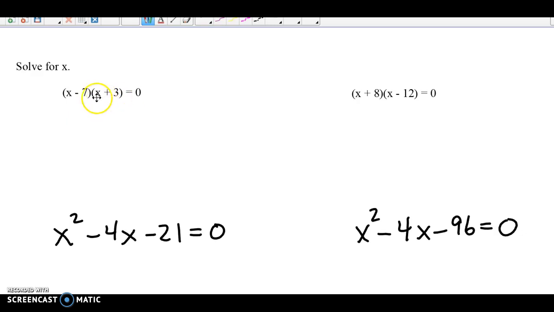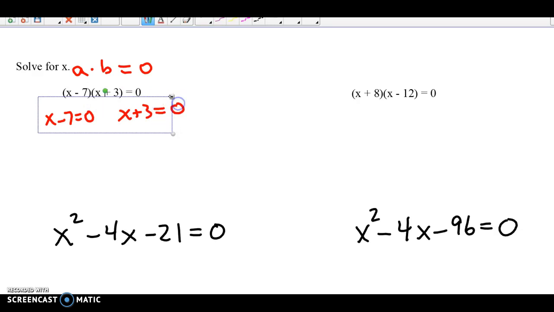Well, when the thing already is a product, and I have, again, a times b equals 0, a is x minus 7 in this case, and b is x plus 3, either the x minus 7 equals 0, or the x plus 3 equals 0. And so if I solve this, x minus 7 equals 0, add 7 to both sides, x equals 7. If I solve this, x equals negative 3. So my two answers are 7 or negative 3. There are two possible answers.